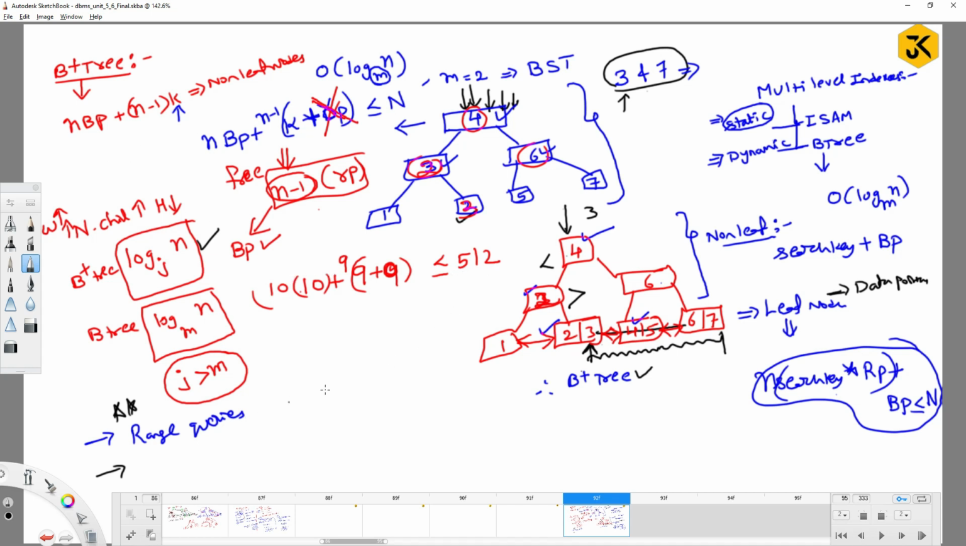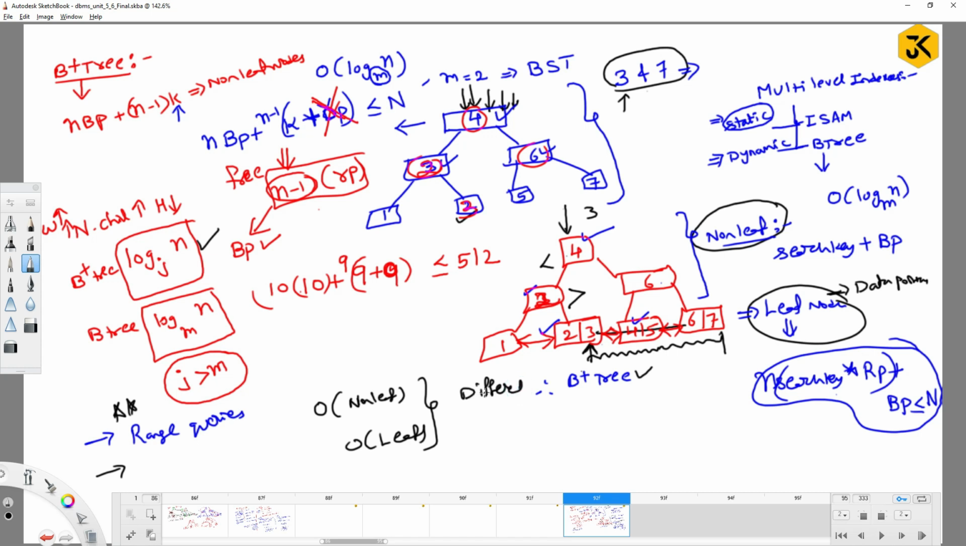Then can you answer what about the order of non-leaf and what about the order of leaf nodes? Is it going to vary or is it going to be same? So the order of non-leaf nodes as well as order of leaf nodes, are they going to be different or going to be same? Definitely different. Why definitely different? Because in non-leaf nodes we don't have the concept of record pointers. So that space can be utilized for some other purpose, right?